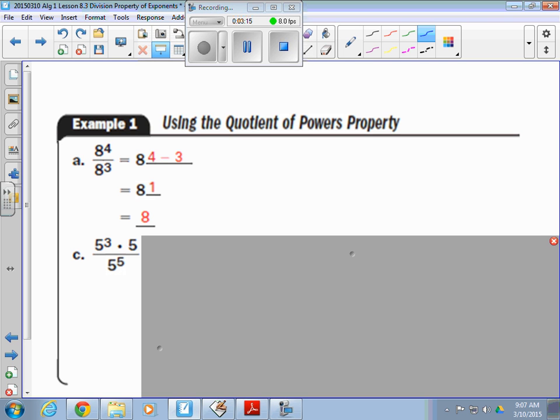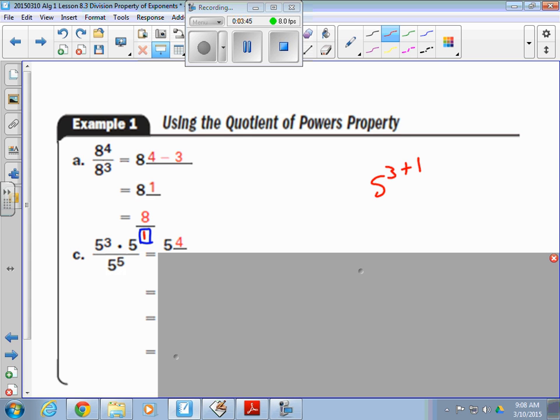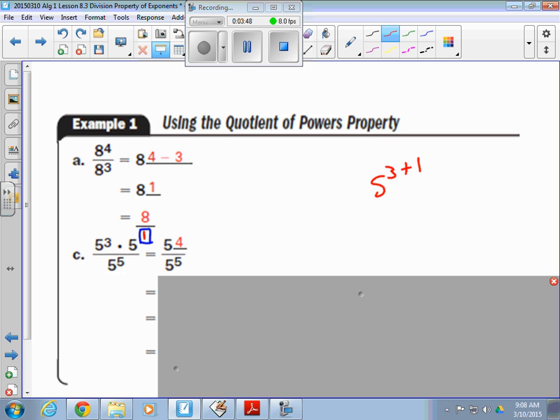Now for C, it says 5 to the 3rd times 5 over 5 to the 5th. What you have to make sure to do is, the first thing you're doing is what's at the top of the fraction. This is 5 to the first power. That's the thing people will forget, that there's a 1 that goes there. You're multiplying the same bases. Both of them are 5. So you add 3 plus 1, which gives you 5 to the 4th, over 5 to the 5th.